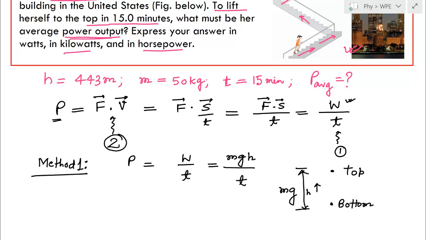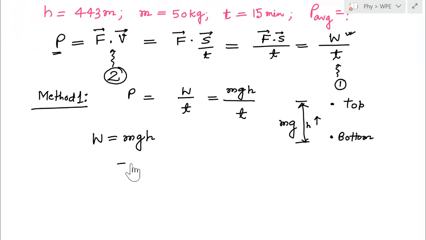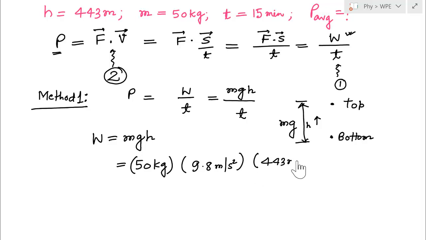So let us calculate the numerical value of work done, that is equals to mgh, because we know value of mass is 50 kg, and gravity, that is 9.8 meter per second square, and height of this building is given, that is 443 meter. Now if you calculate all this will come 2.17 into 10 to the power 5 joule.